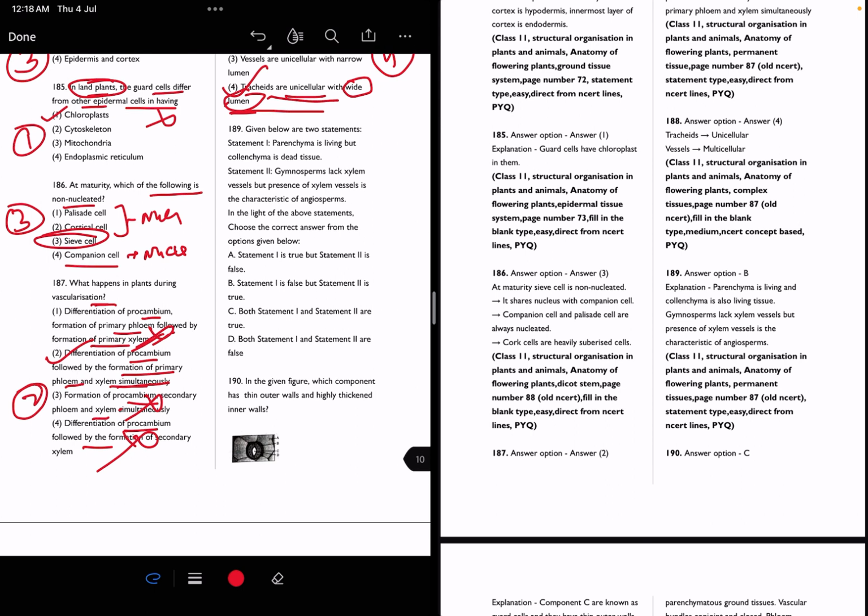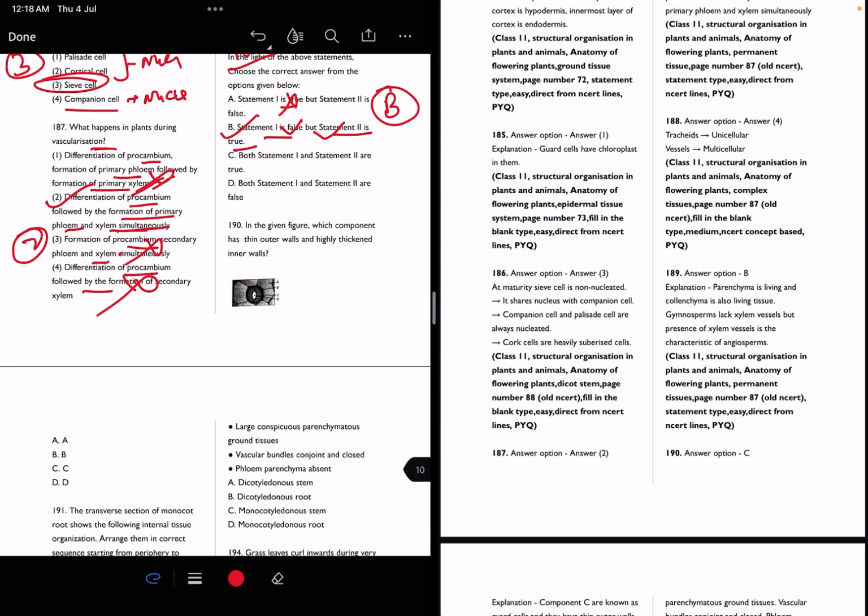Given below are two statements. Statement 1: parenchyma is living but collenchyma is dead. Wrong. Parenchyma is living, collenchyma is living, both living. Gymnosperms lack xylem vessels, absolutely right. The presence of xylem vessels is a characteristic feature of angiosperms but absent in gymnosperms. So statement 2 is true, but statement 1 is false. Statement 1 is false, correct. Statement 2 is true, absolutely correct. So option B is the correct answer.